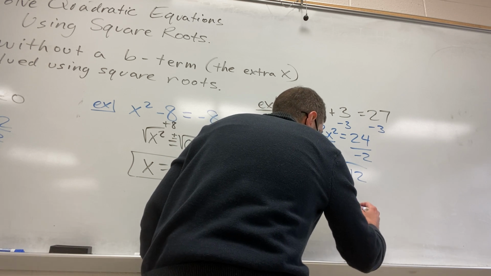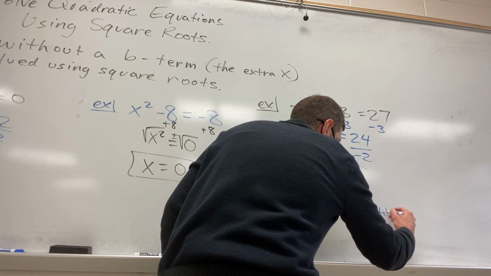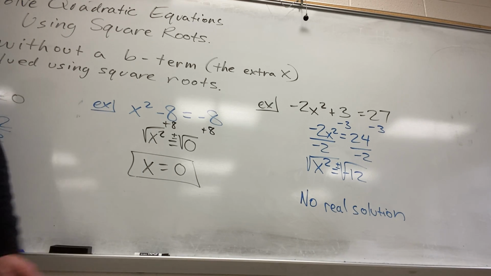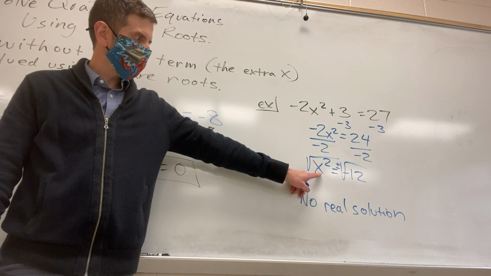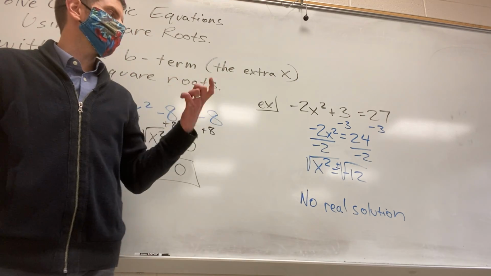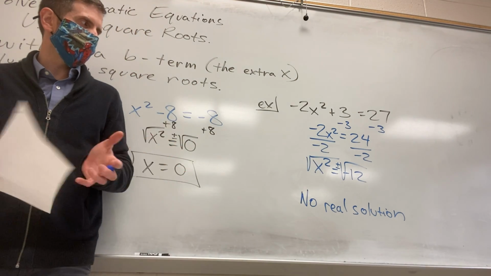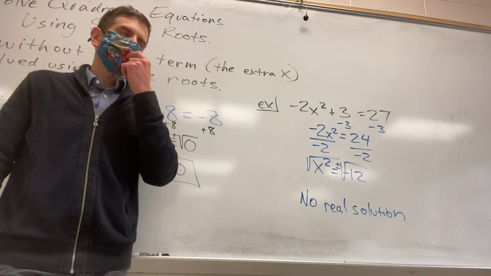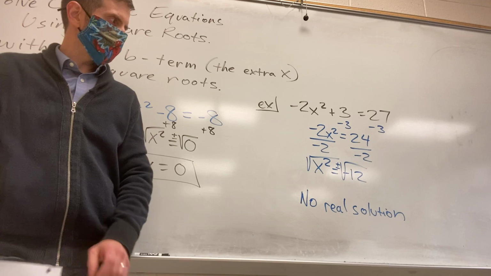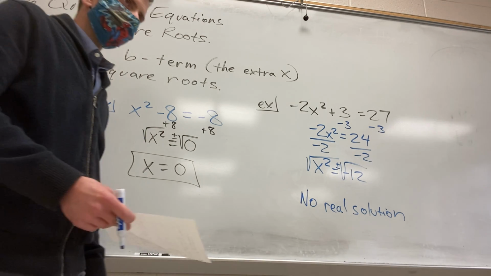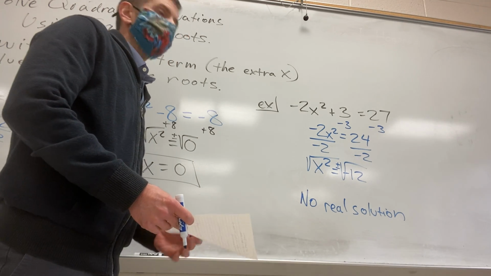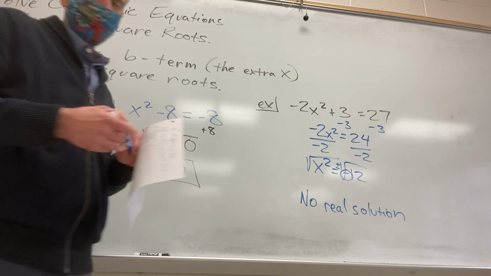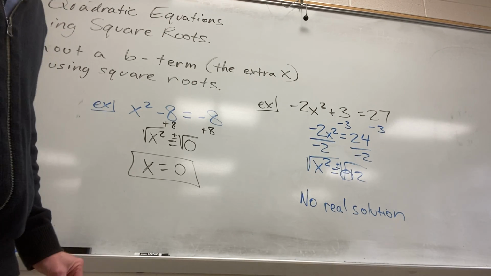Now let's talk about why that is. The reason it's no real solution is because can you think of a single number that when you multiply it by itself, you get a negative? It's not possible. So even if it's a perfect square and it's a negative, it'd be no real solution. Yes, indeed. So this is no real solution. And we will pick up on this tomorrow.